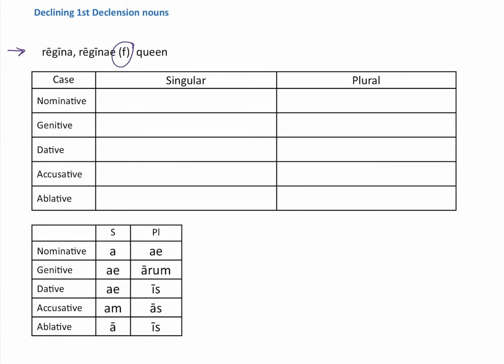Now, how we find the stem of the noun is you go to the second one listed, which is the genitive singular. So remember, just like we went to the second principal part for the verbs, we go to the second entry, which happens to be the genitive singular. And no matter what declension you're in, you take off the genitive ending. The genitive ending here is AE. So we've got Reginae. I'm going to write it right here so I can make it a little bit bigger. And what you do is you take off the AE, and what you're left with is REGIN.